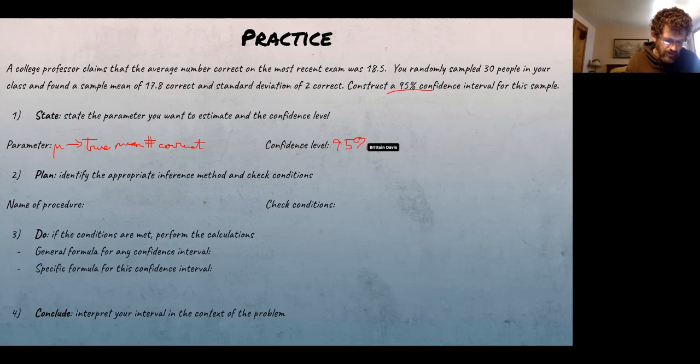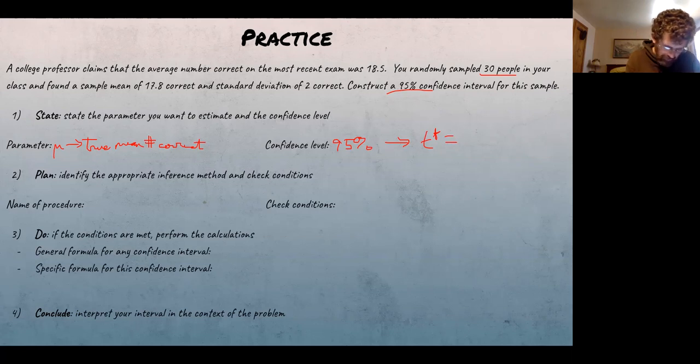Now in this case, it's a mean. It is going to be a T star critical value. And when we have 30 in the sample and we have a 95% critical value, then of course you can find that on the table. I'm just going to do, remember you can also use inverse T on your calculator to solve that. So that's what I'm going to do real quick. I think I know what it is, but I don't quite remember.